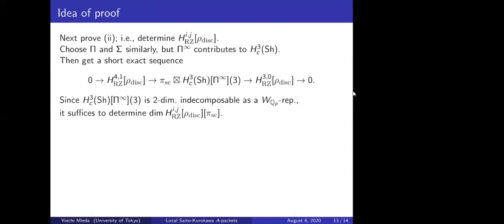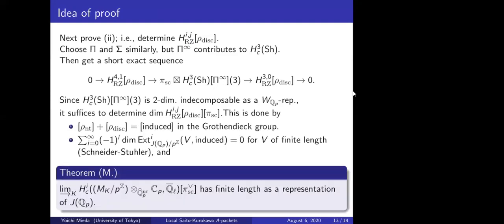Then I will quickly explain the proof of the second part. The idea is to use the theorem. Actually, the sum of the non-tempered and discrete parts is induced, and we know that the Euler-Poincaré characteristic of an induced representation is equal to 0. By using that, we can determine that these two groups are one dimensional.